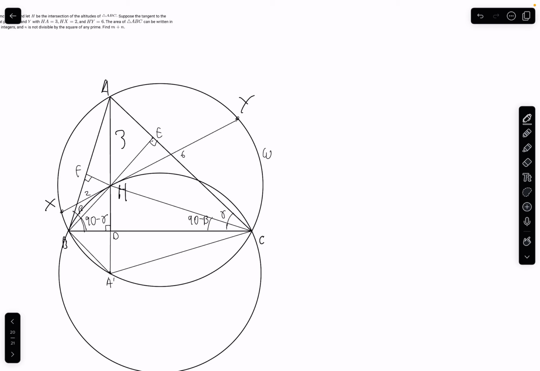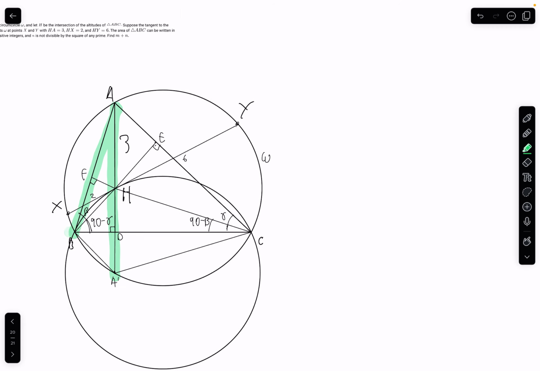And what do we notice? Well, since B, H, and E are collinear, then angle EBC is the same as angle HBC. And the same goes for F. So angle HCB is actually 90 minus beta. And we can now see that if we look at the arc subtended by BA prime, that's going to be the same as the arc subtended by BCA prime. So these two angles are congruent to each other, right?